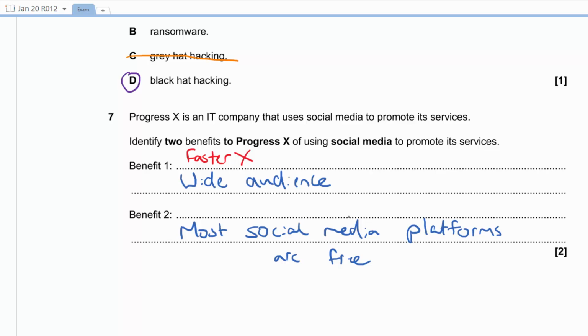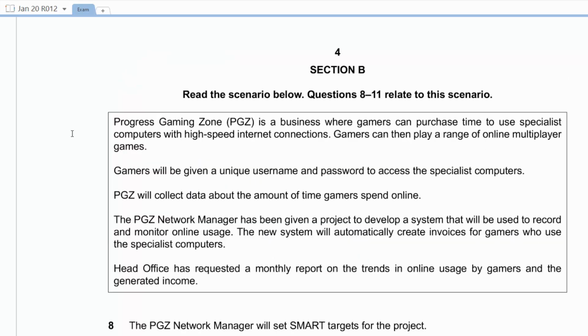So if you're just listing loads of reasons in the hope that you have 2 correct ones, that is not a good technique to do because you won't get marks for it. So only write down however many reasons it asks you to write down. Okay, don't write more than what it states in the question. Moving on to section B of this exam.